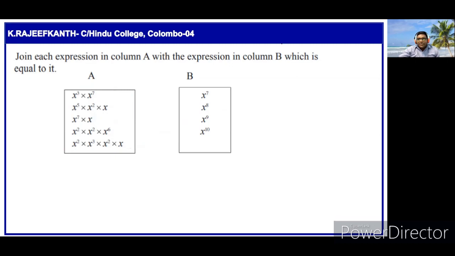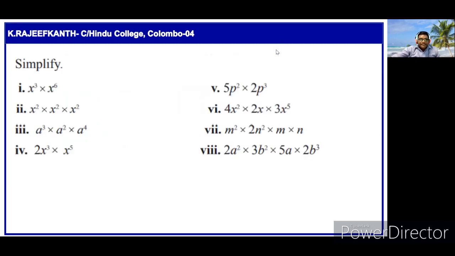We will do one more question. Simplify. There are 8 questions, so we have to do that. x to the power of 3 times x to the power of 6. Here the bases are equal, so directly we can add these two indices, then x to the power of 9.